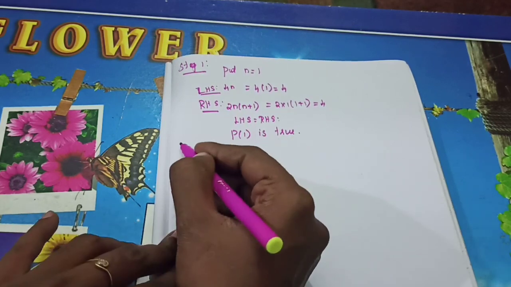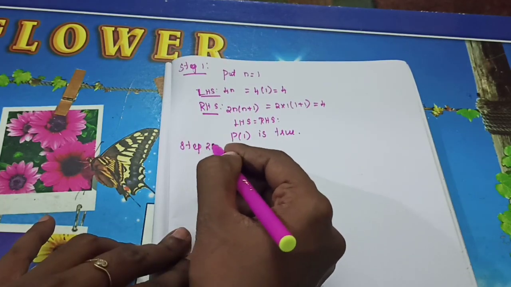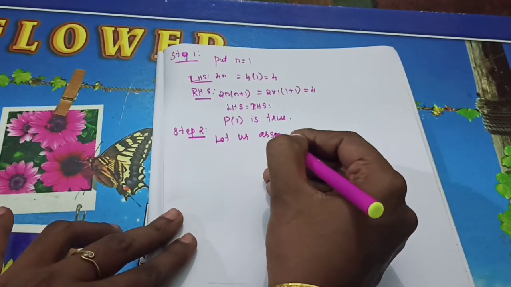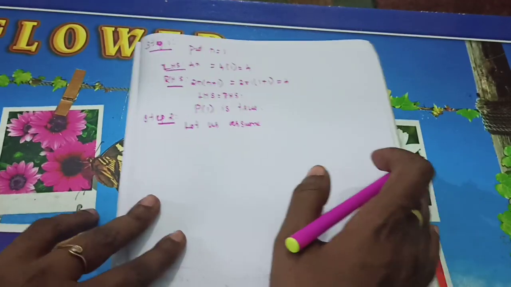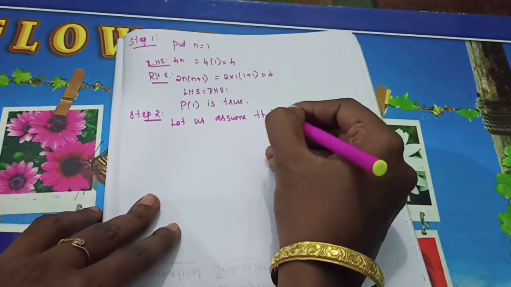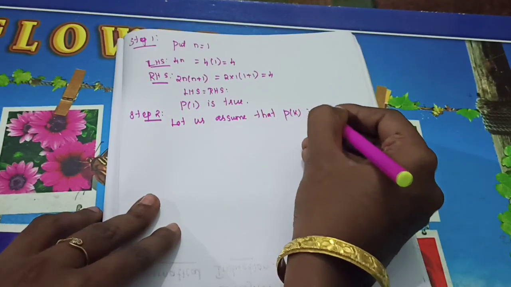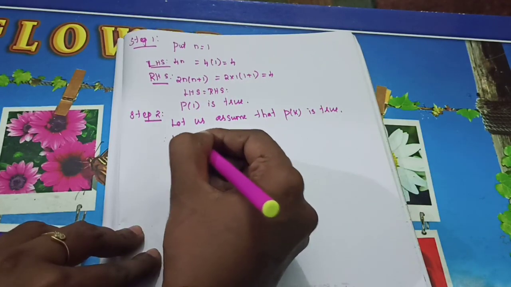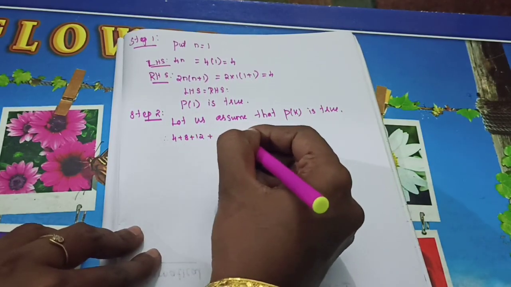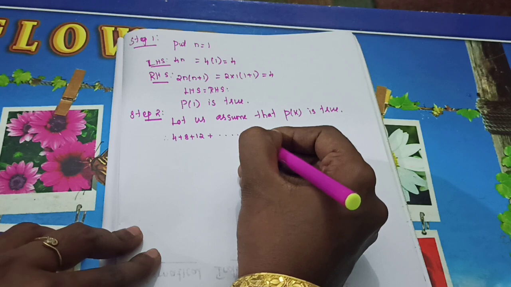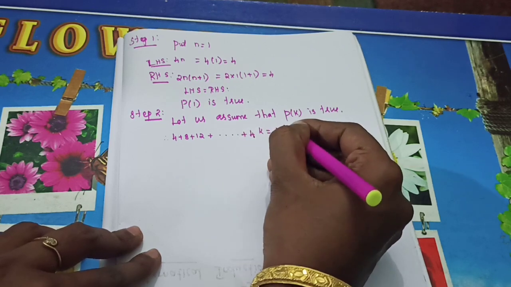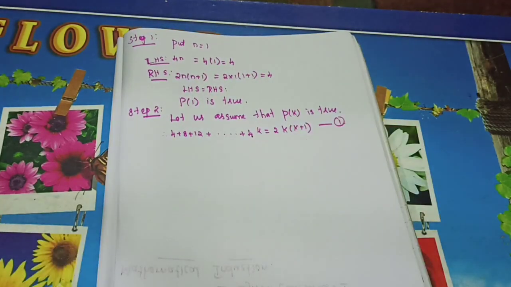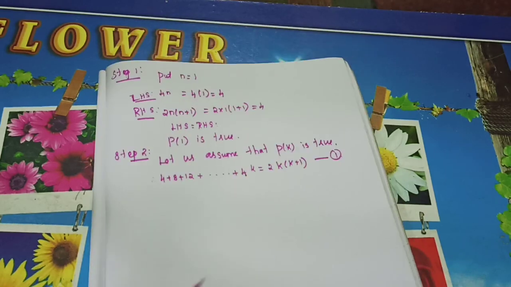Next, what will you do? Step 2, what will you do? Let us assume, what will you assume? Assume that P of k is true. Let us assume that P of k is true. So now assume 4 plus 8 plus 12 plus etc. plus 4 into, in the place of n it is k. So 4k equal to 2k into k plus 1. Take it as equation number 1. For substituting, it will be very easy for you. Okay. Now come to step 3.